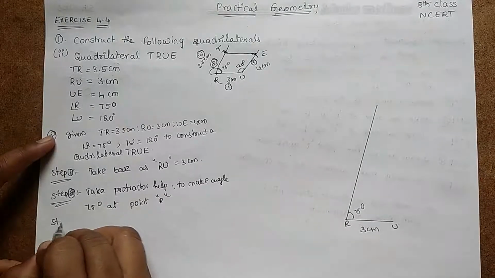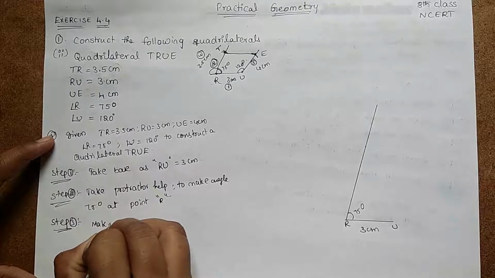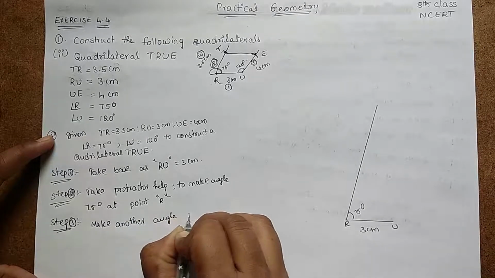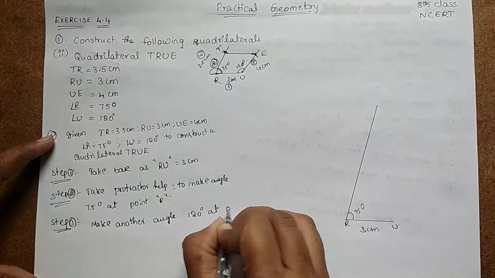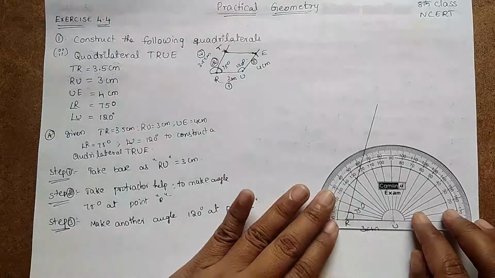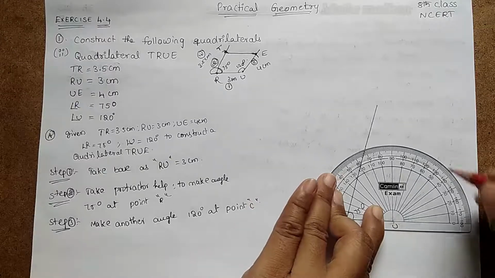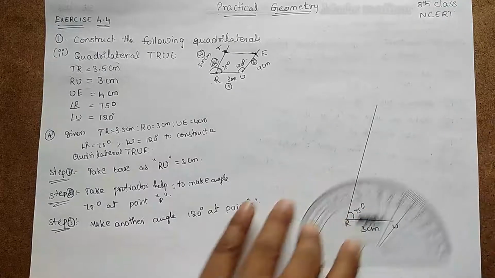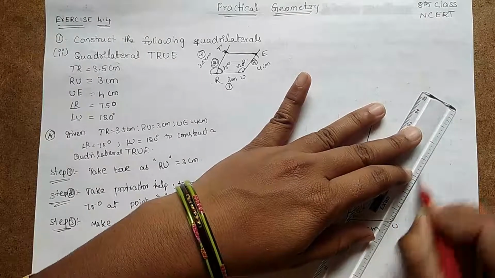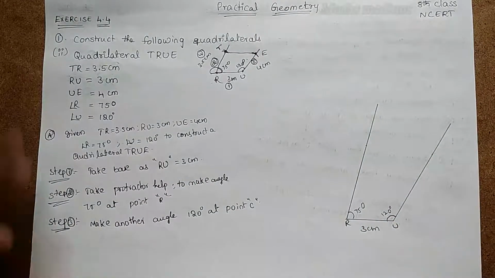Similarly take another step also. So step 3. Make another angle, 120 degrees at point U. So similarly take the protractor here and measure 120 degrees here. Now this is the line with the 120 degrees angle made at U. Take step 4.